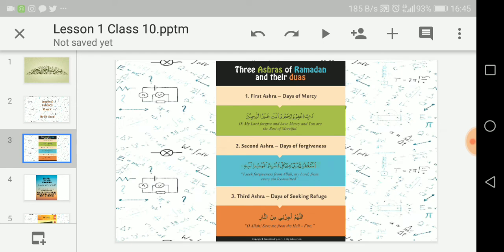First of all, this is the third Ashra of Ramadan, and the Prophet sallallahu alaihi wasallam taught us this dua to recite during the last Ashra, which is Allahumma ajirni minan nar. So I request my students to recite this dua as frequently as they can in the last Ashra, and it means, "Oh Allah, save me from the hellfire."